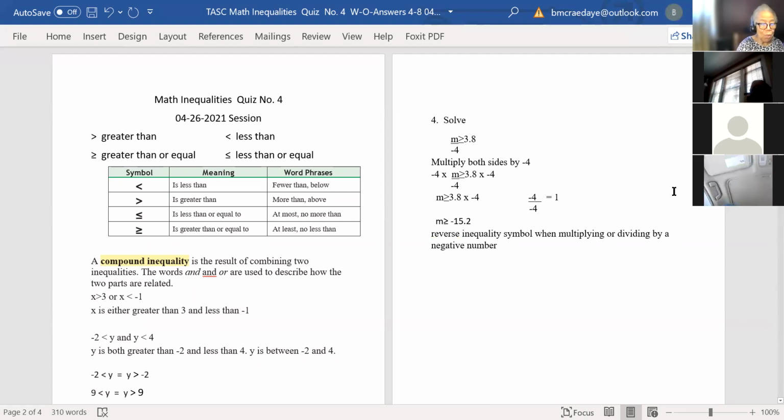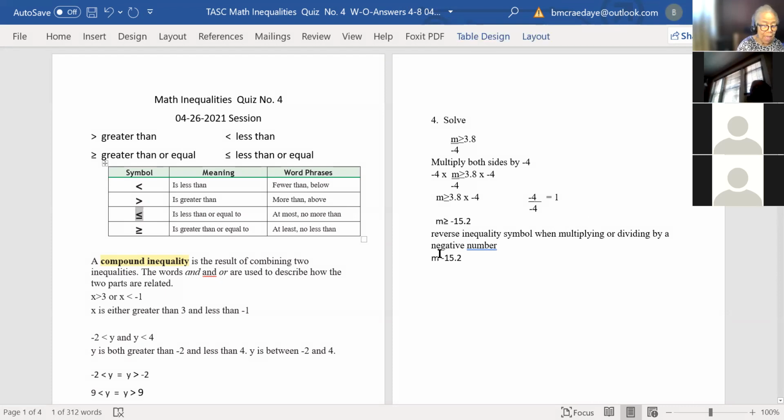Okay, so what would be our answer, Vanessa? When we reverse it, what would it be? It would be less than or equal to. That's right. Less than or equal, because that would be the reverse of the greater than, right? Yeah. So we take out the greater than or equal, and we put in less than or equal, which is this symbol.